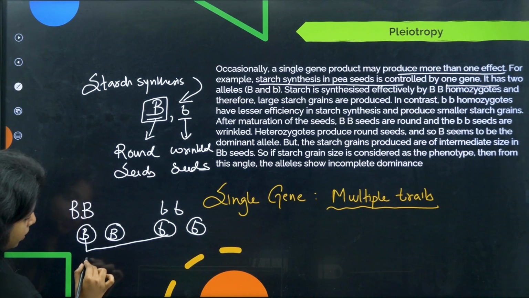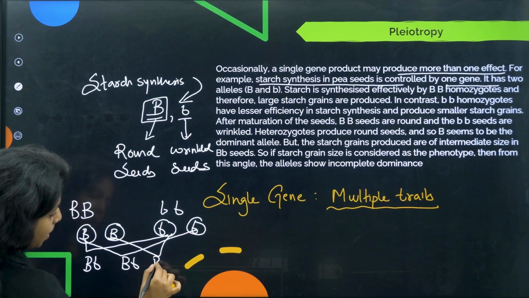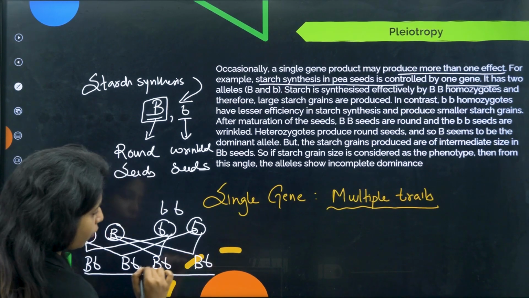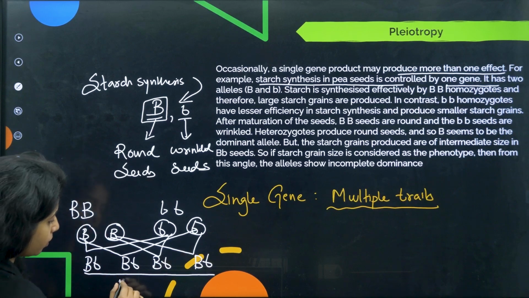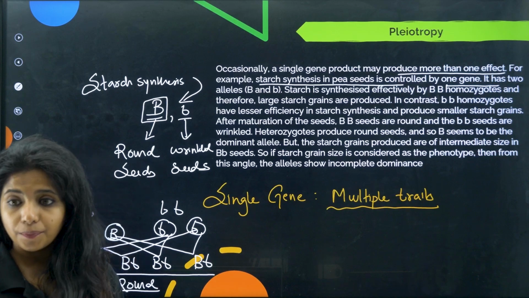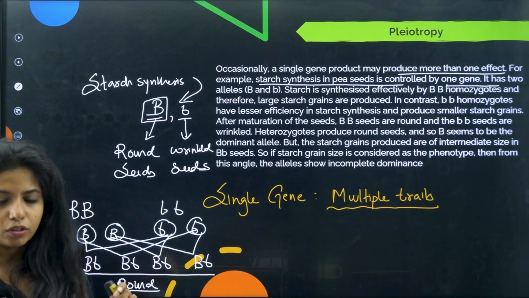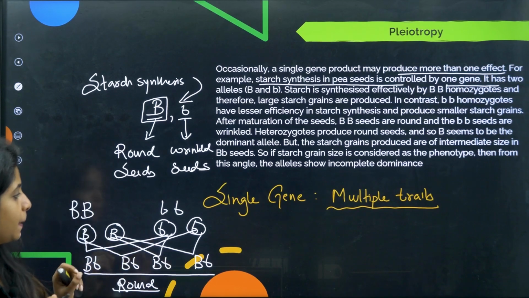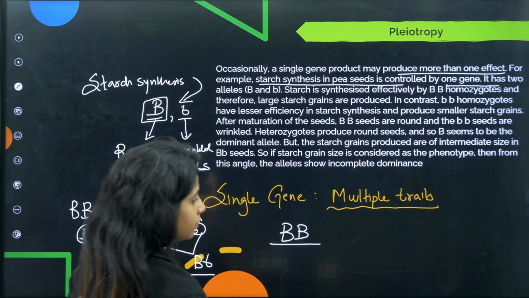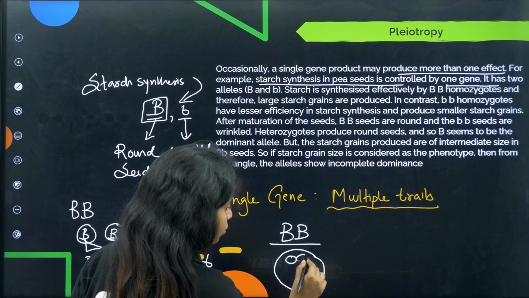Now children, when you cross capital B, small b, what do you get? When this and this cross, you get capital B, small b. When this and this cross, you again get capital B, small b, same thing. Capital B, small b, capital B, small b. How many of them? 4 of them. Now, over here, all the 4 will be round. All the 4, they are round. Okay? Agreed? But there's a small challenge over here. That is, when condition is like this, it is obviously round, but the amount of starch which is there, it is way too much.